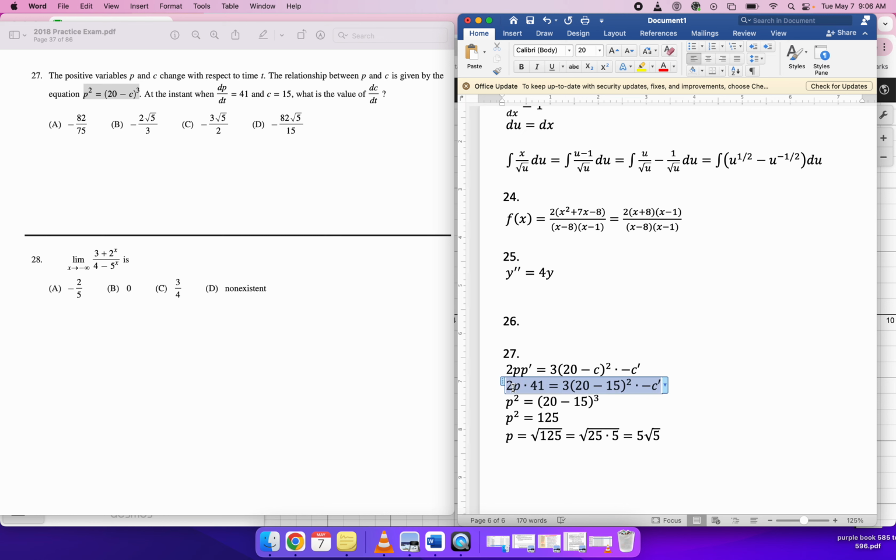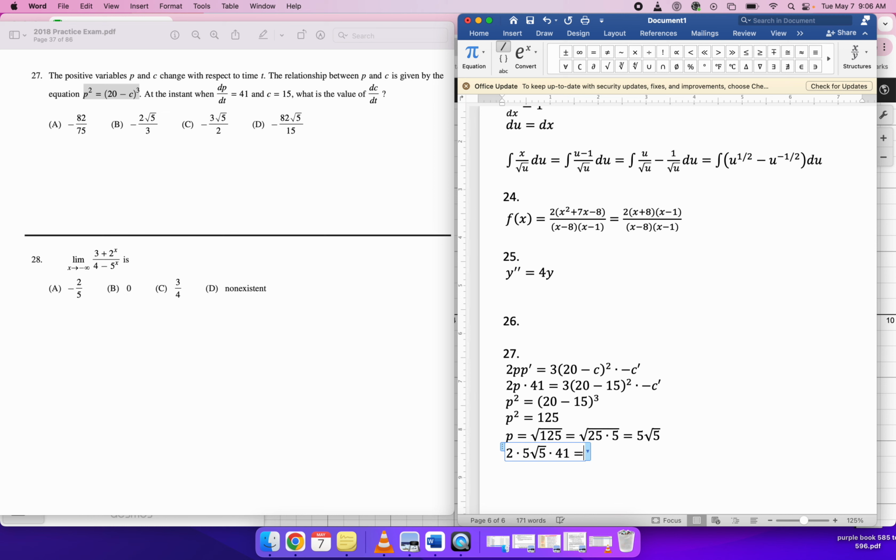So going back to this guy, I can replace the p. 2 times 5 root 5 times 41 equals 3 times (20 minus 15, which is 5) squared times negative c prime. So what is this? This is 10 times 41, so 410 square root of 5 equals, what is this? This is 75. And then I'll put the minus sign there, c prime. So therefore, c prime is equal to 410 root 5 over 75.